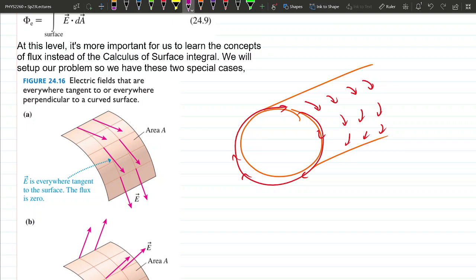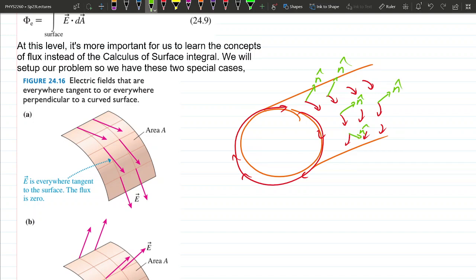Remember, when you have a surface, the thing you're going to do a dot product with is the normal to that surface. So I'm going to draw the normal to this cylindrical shape, let's do that in green. At this point, the normal is pointing this way. At this point, the normal is pointing this way, and so on around the surface.